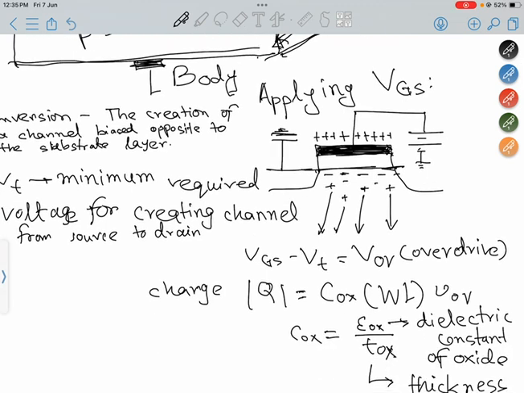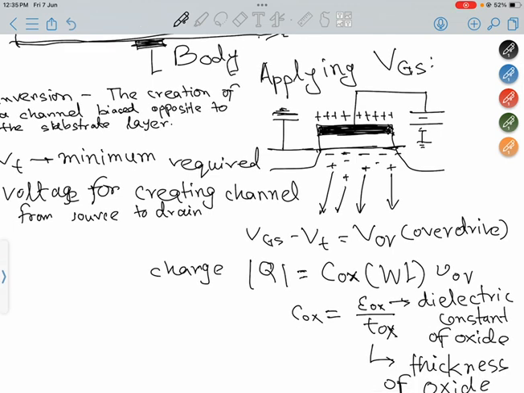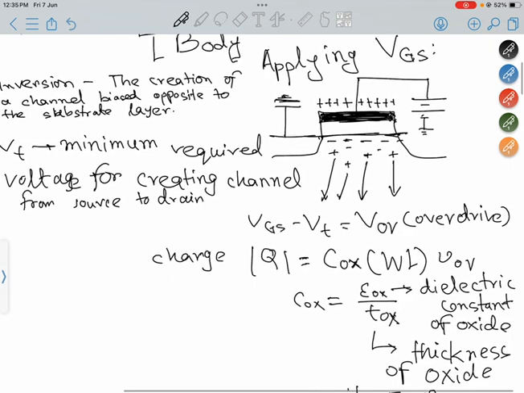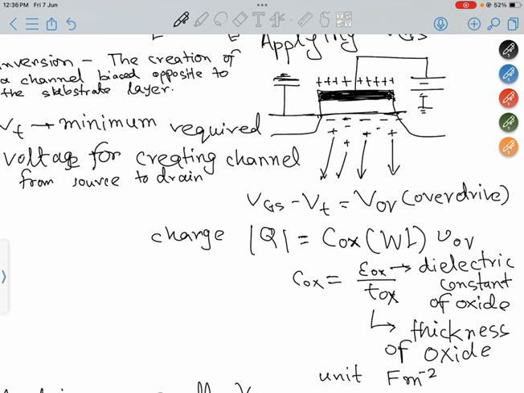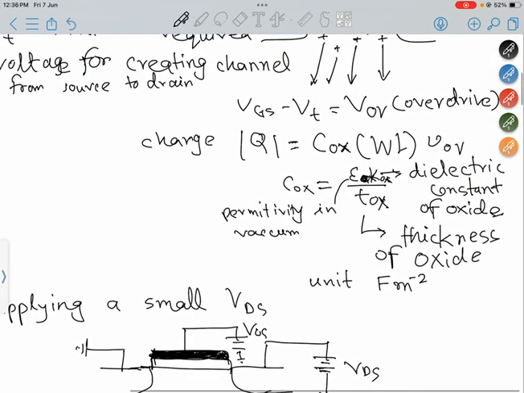And the total charge Q is the product of capacitance and voltage, we all know. So capacitance equals Cox into WL, where W is the width and L is the length of the device, and VOV is the overdrive voltage. Cox equals epsilon ox, or dielectric constant of oxide, divided by Tox, the thickness of oxide. Epsilon ox equals Kox times epsilon naught, where Kox is the dielectric constant of oxide, and epsilon naught is the permittivity in vacuum, and the unit of Cox is farad per meter square.